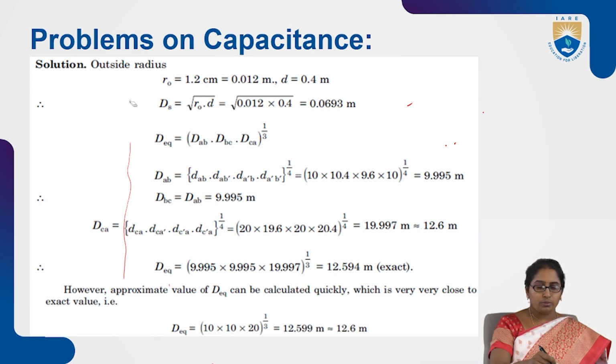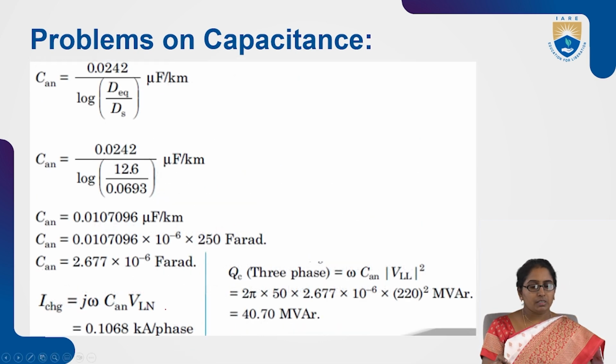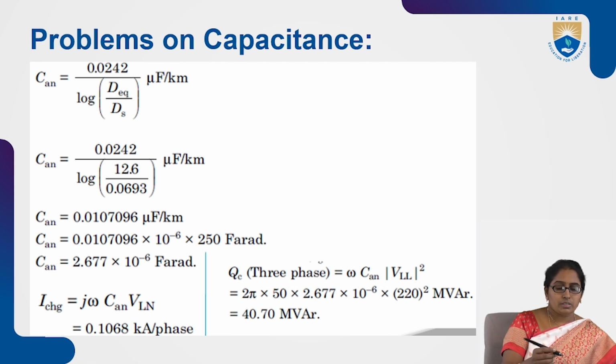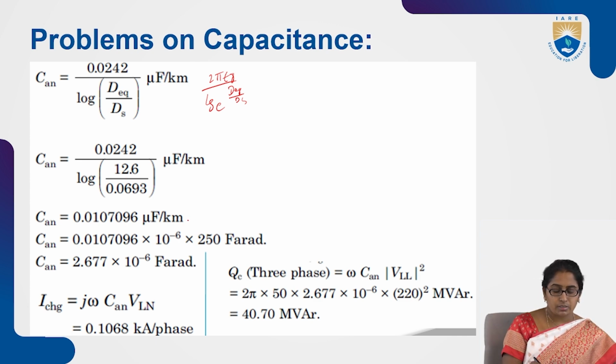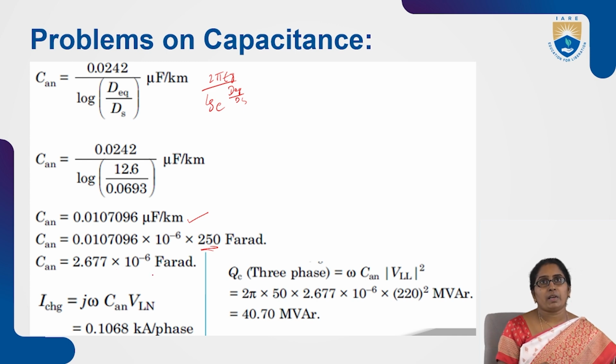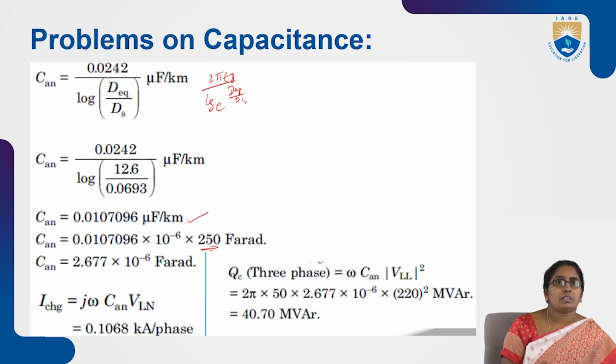Now coming to capacitance. Here this is log base 10. We have the expression 2 pi epsilon naught by log base 10 of D equivalent by Ds. If we substitute that, the answer is obtained as this much. But they have given the length of the line as 50 meters, so we multiply that. Finally, the answer is 2.67 into 10 power minus 6 farads for this total length given.